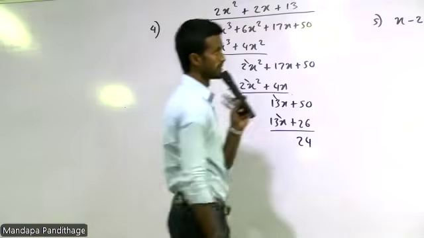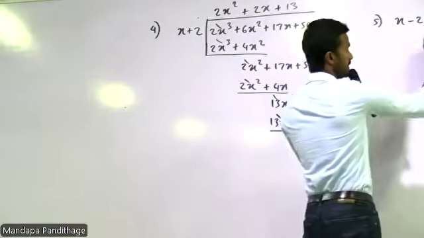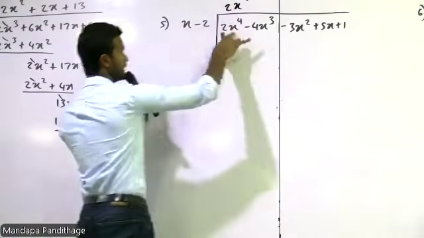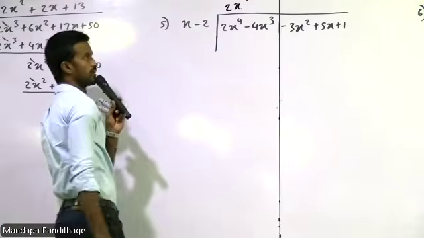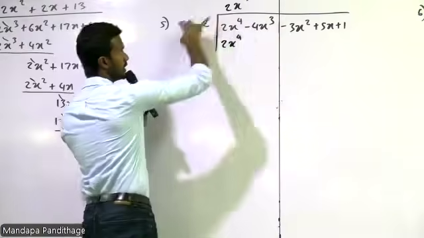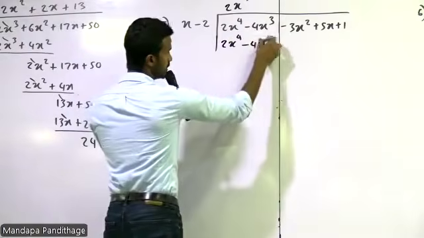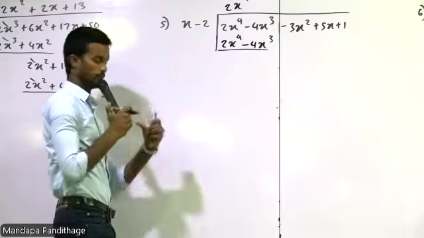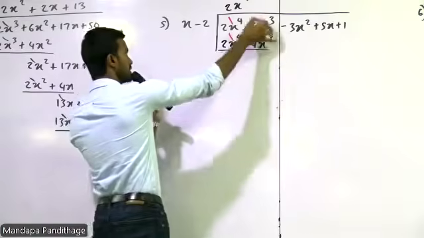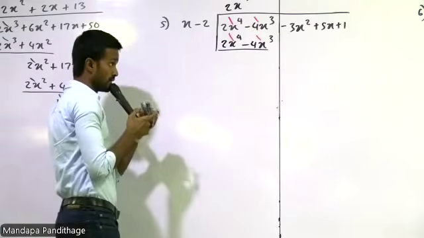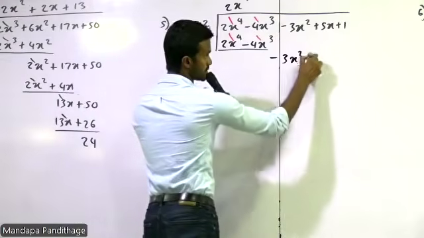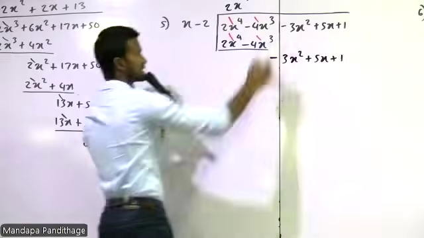Okay. So this one, question number 5, when 2x to the power 4 is divided by x, it's 2x cubed. So when you multiply, it's 2x to the power 4 minus 4x cubed. What happens? Both these cancel off. So what will be coming down? It's minus 3x squared plus 5x plus 1, because both of these cancel off.